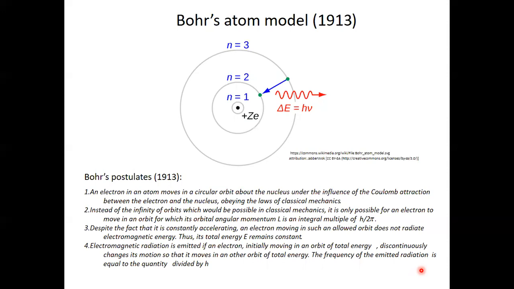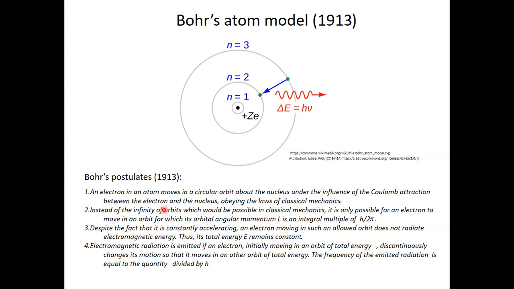Okay? And because only discrete energies were allowed, the energy differences between these orbits would also be quantized. All right? So Bohr overall developed 4 postulates, which you see here. He said that, like in the Rutherford atom model, an electron in an atom moves in a circular orbit about the nucleus under the influence of Coulomb attraction between the electron and the nucleus, obeying the law of classical mechanics.